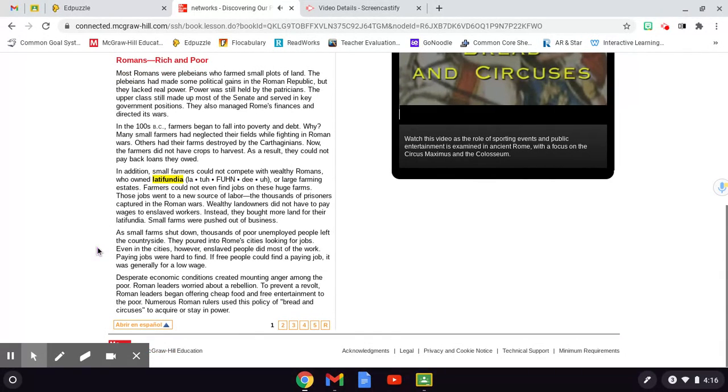As small farms shut down, thousands of poor, unemployed people left the countryside. They poured into Rome's cities looking for jobs. Even in the cities, however, enslaved people did most of the work. Paying jobs were hard to find. If free people could find a paying job, it was generally for a low wage.